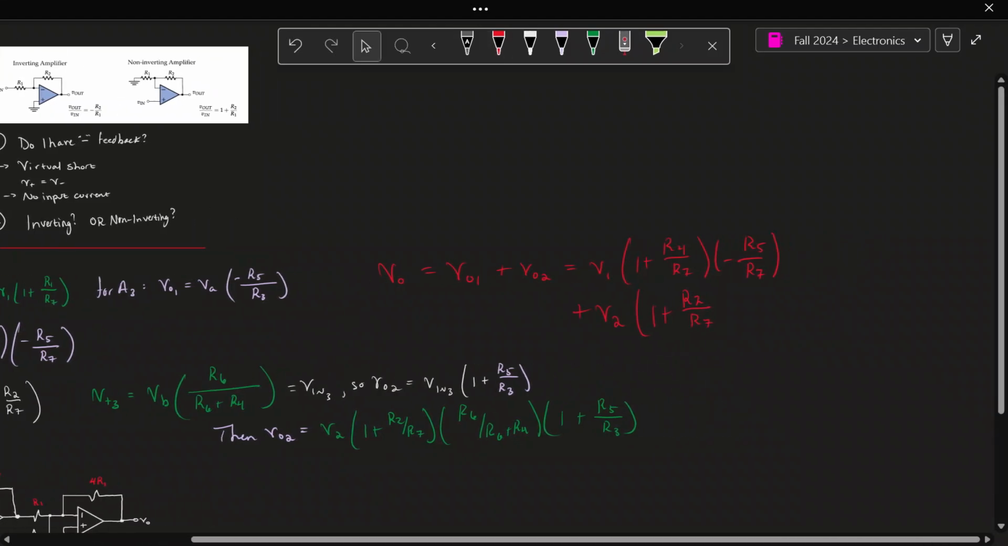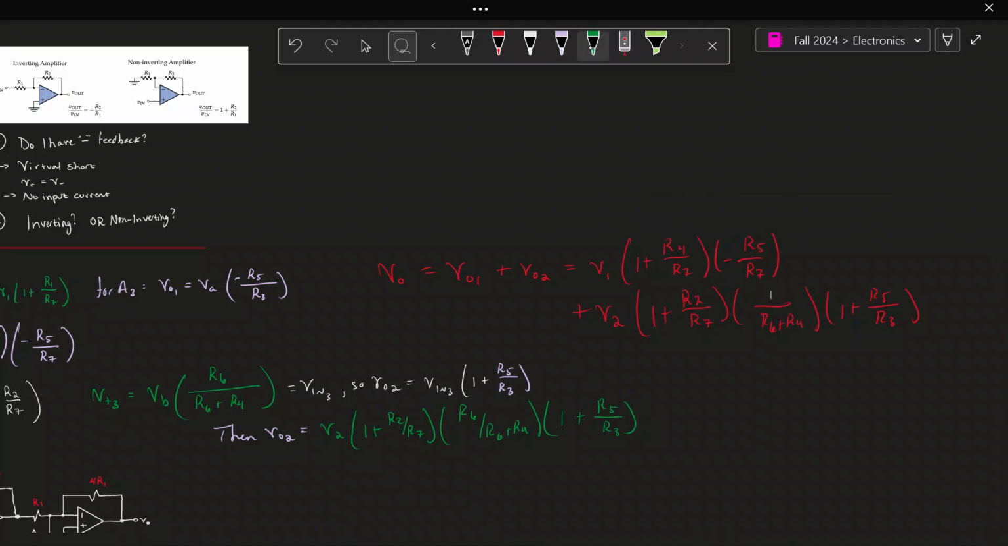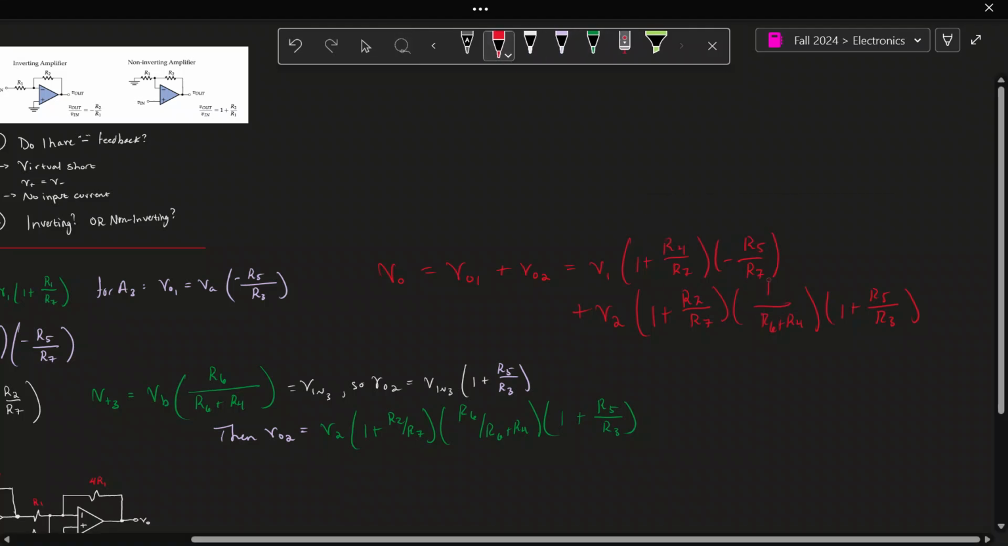Hopefully I copied this correctly. R6 over R6 plus R4, which is our voltage divider, times 1 plus R5 over R3. And I will fix that here. This is R6. But there we go. That's V out in terms of V1 and V2.